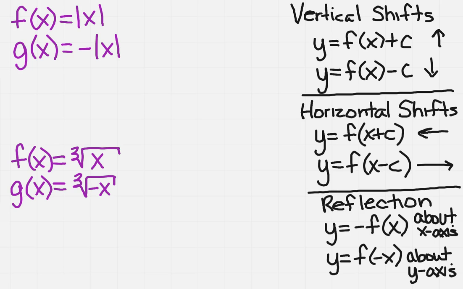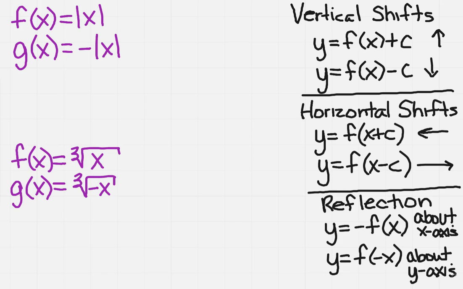The difference is if you find the minus sign out in front of your function, you're going to go about the x-axis. And if it's inside of the f of x, so now it's f of minus x, it's going to be reflected about the y-axis. So let's look at that so that we can actually understand that.